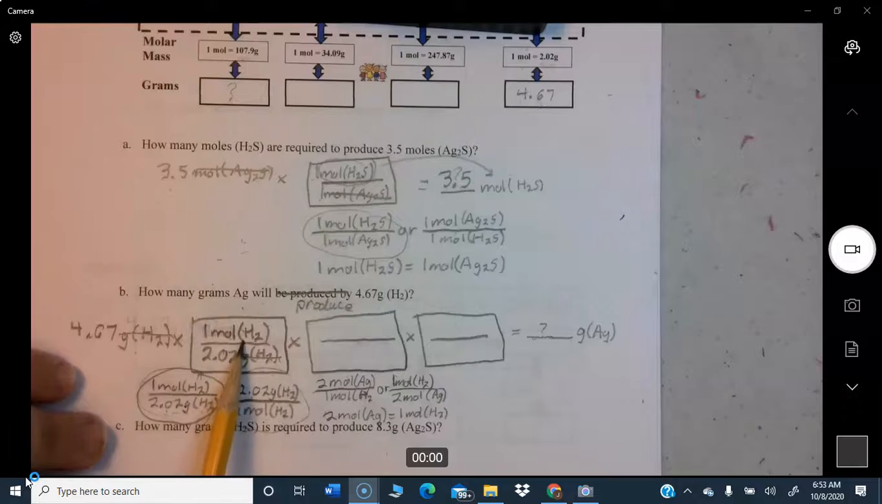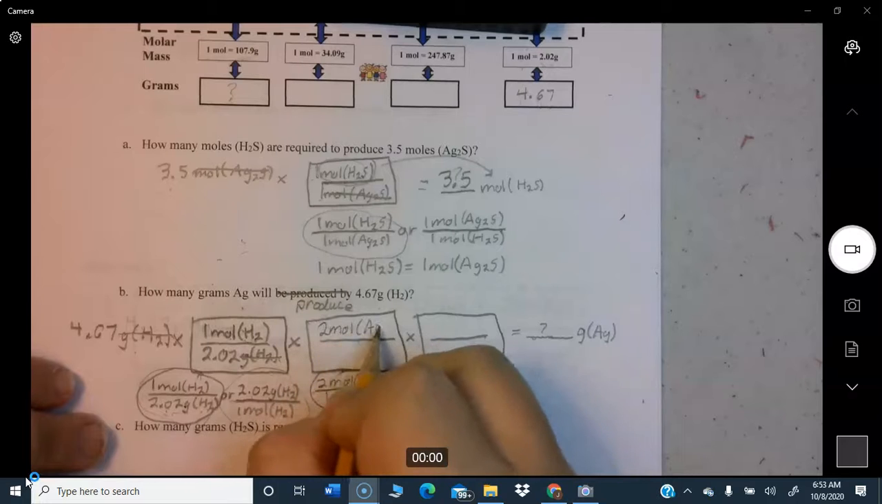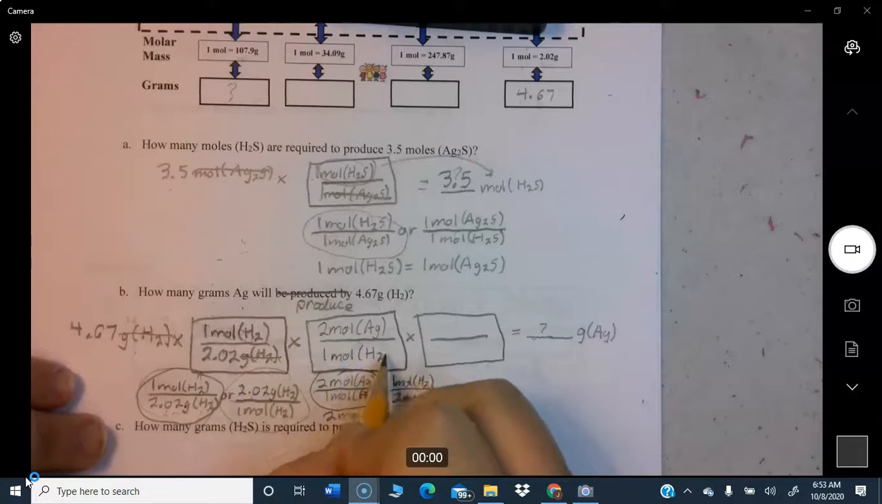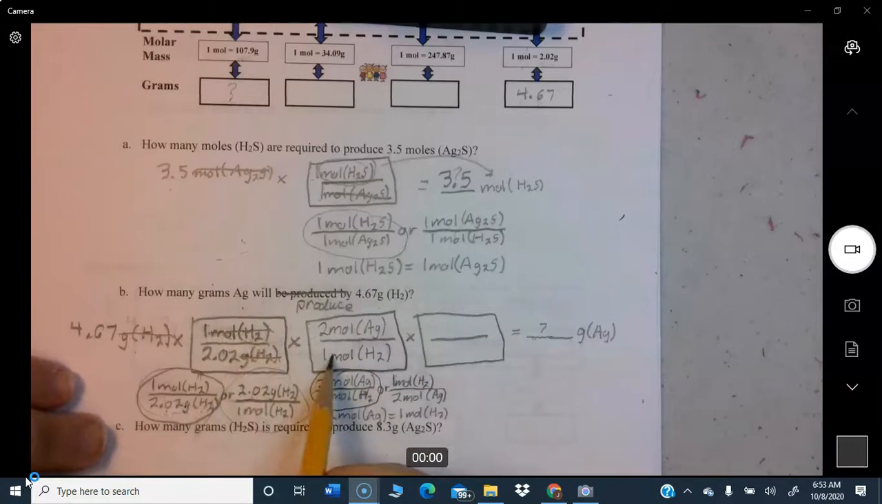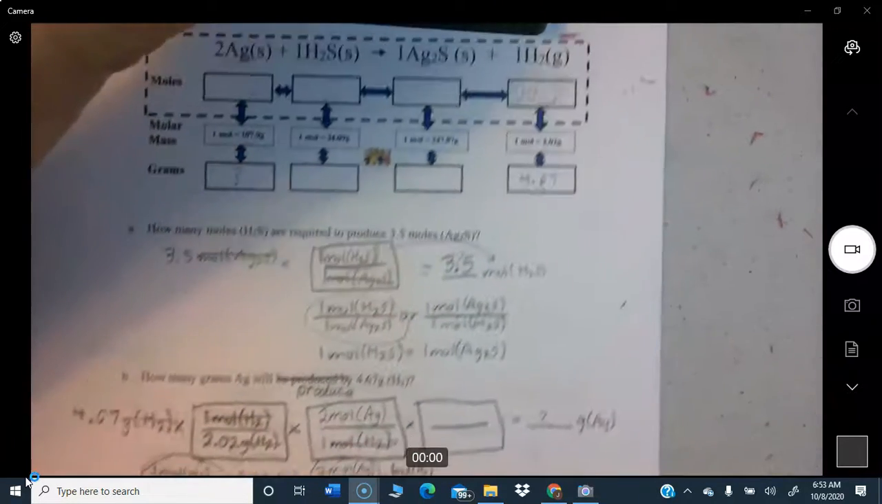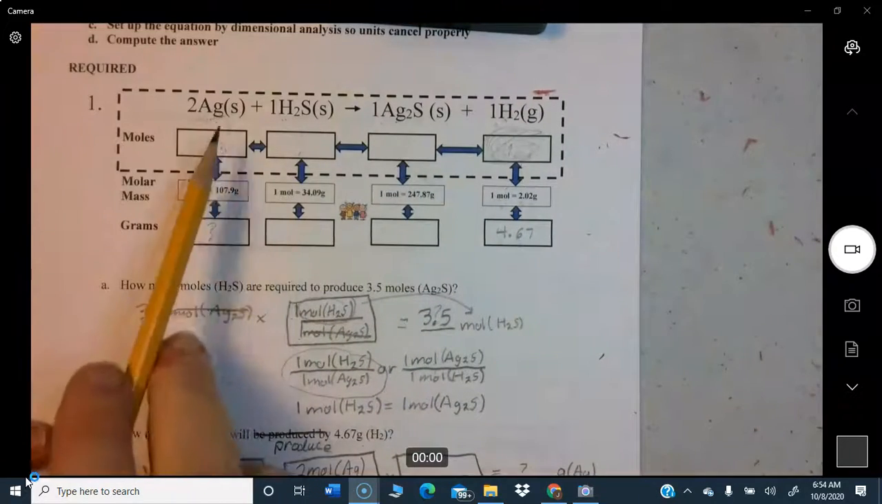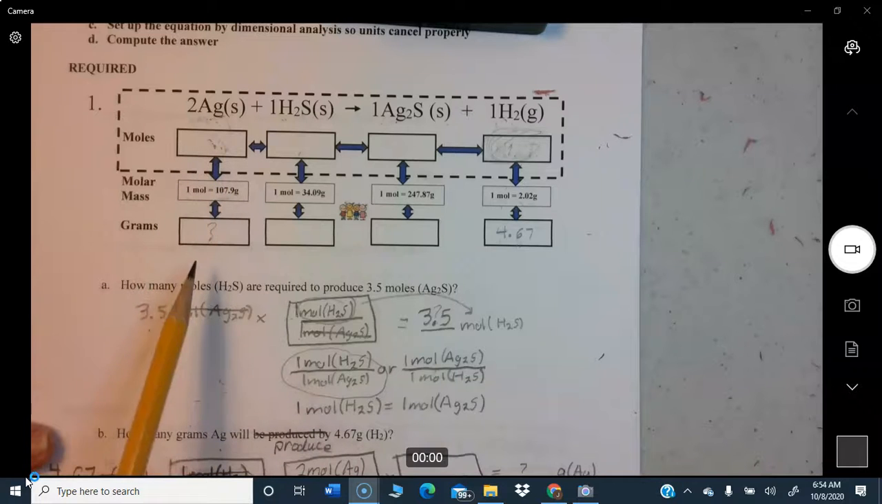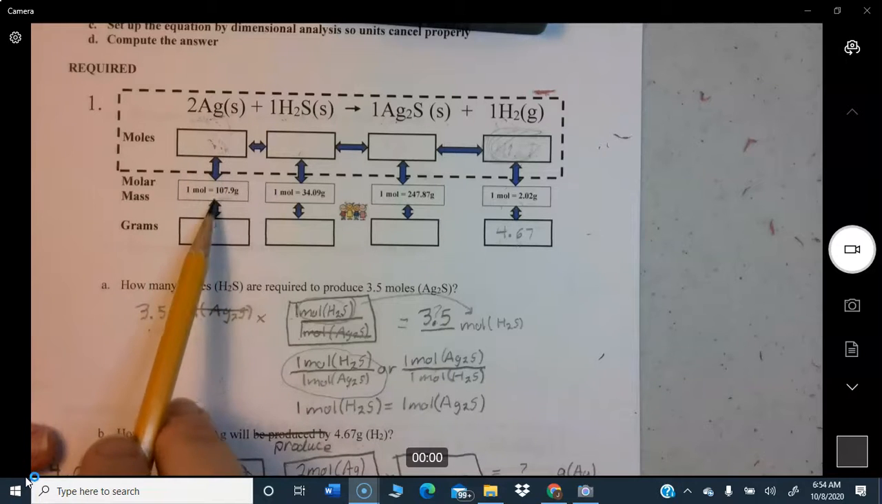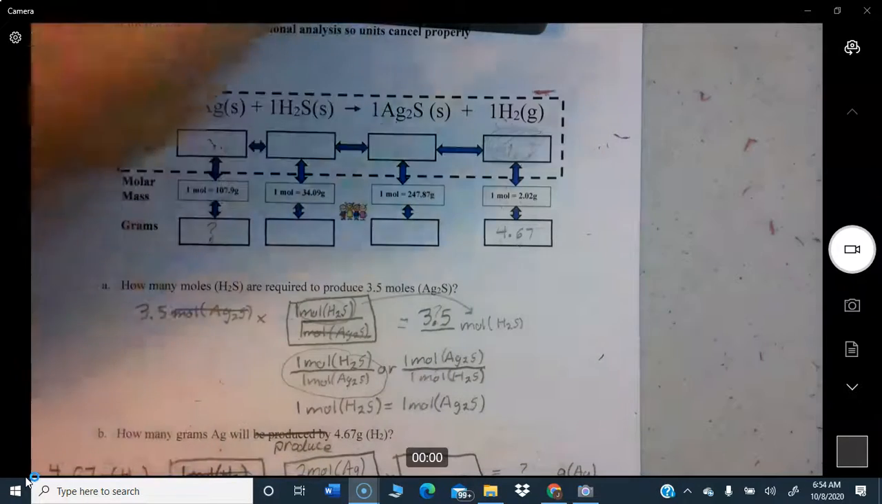Well, we have moles of H2 up on the top. We need that to cancel because it doesn't appear in our final answer. So that means we need moles of H2 on the bottom in this equation down here. So it's going to be this one. And moles of H2 cancels with moles of H2, and I'm left with moles of Ag up on the top. So that means I'm sitting right now in this box right here, and my last step is to come out to get to here using the molar mass conversion for silver.